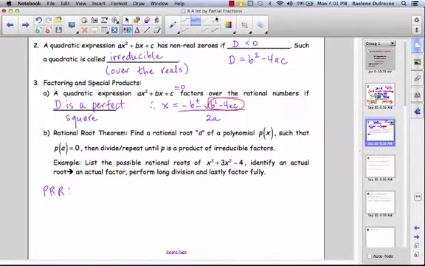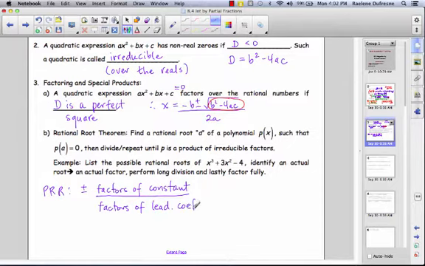If we are going to have any rational roots, then the possible ones have to come from plus or minus the factors of the constant term divided by the factors of the leading coefficient. In this case, the constant term is 4 and the leading coefficient is 1. So we would have plus or minus 4 over 1, 2 over 1, 1 over 1. And since the leading coefficient only has a factor of 1, we don't have to repeat this.